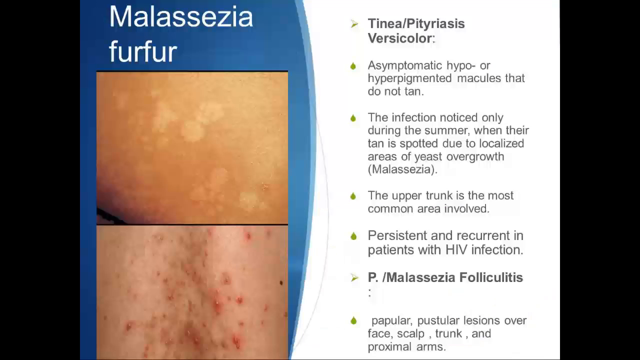First is the tinea or pityriasis versicolor, which is also caused by Malassezia furfur. At this time, you start seeing more recurrent and more persistent cases. This is an asymptomatic hypopigmented macules that do not tan, usually noticed during the summer and mainly in the upper part of the body. As for the Malassezia folliculitis, these are papular pustular lesions over the face, scalp, trunk, and proximal arms. Also caused, of course, by Malassezia furfur.